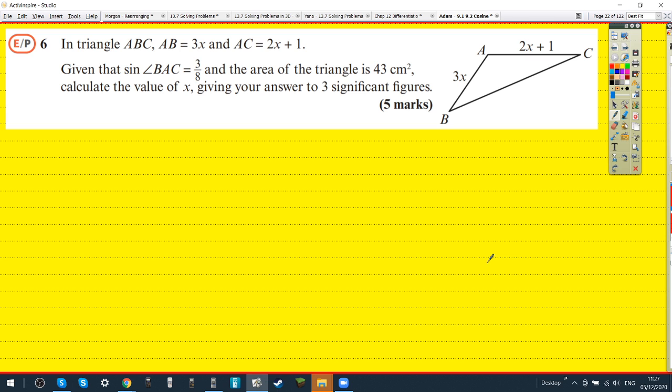So would you write it out as 43 equals a half times 3x times 2x plus 1 times 3 over 8? Half times 3x times 2x plus 1 in a bracket times 3 over 8. 3 over 8, yeah. Because sine is that. So could you do half times 3 over 8 first, or would that not work?